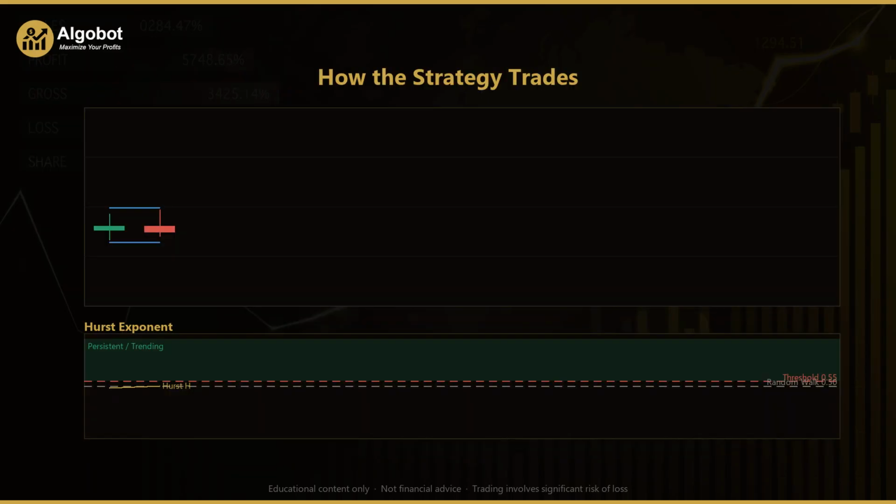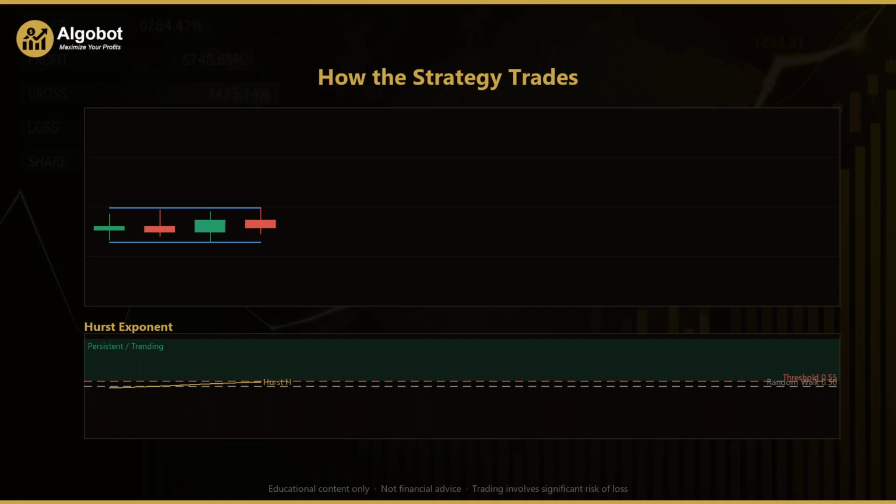Let's walk through this illustration candle by candle. On the price chart, you can see the Donchian channel drawn as 2 blue lines, a channel high and a channel low that trace the recent range. Below the price, in the subpanel, is the Hurst exponent, our regime measure, with a red dash threshold at 0.55 and a gray dashed line at 0.5, which marks a random walk.